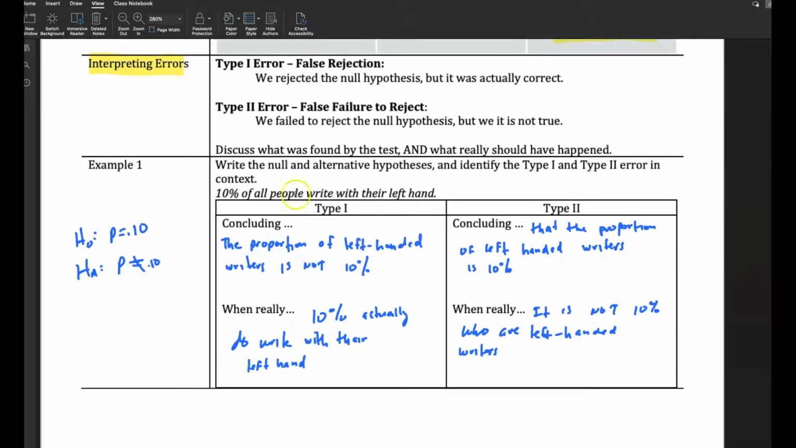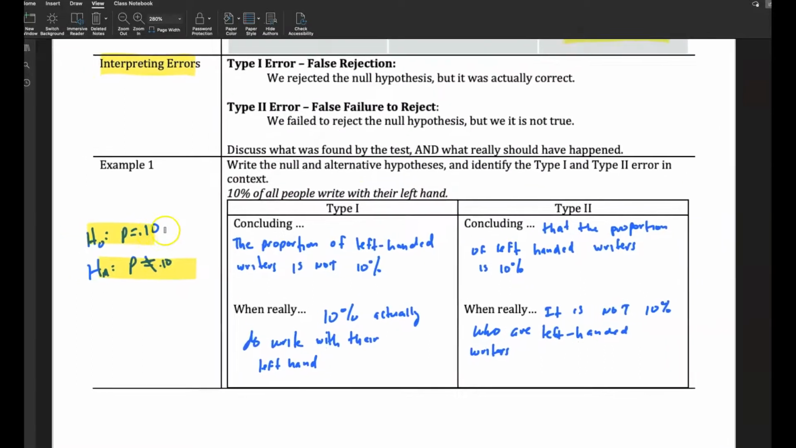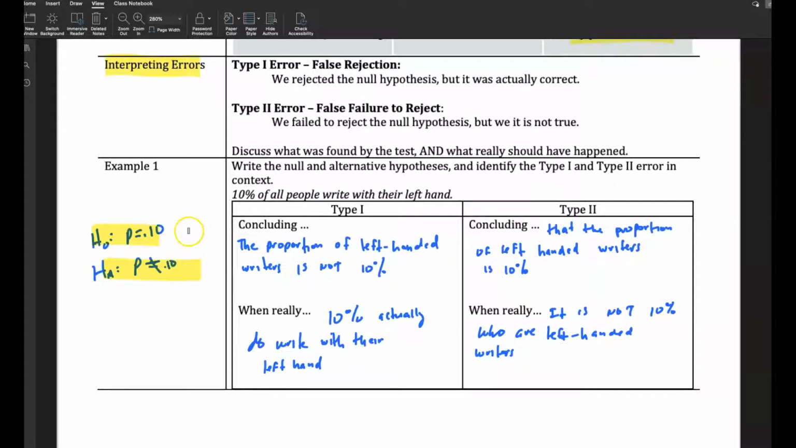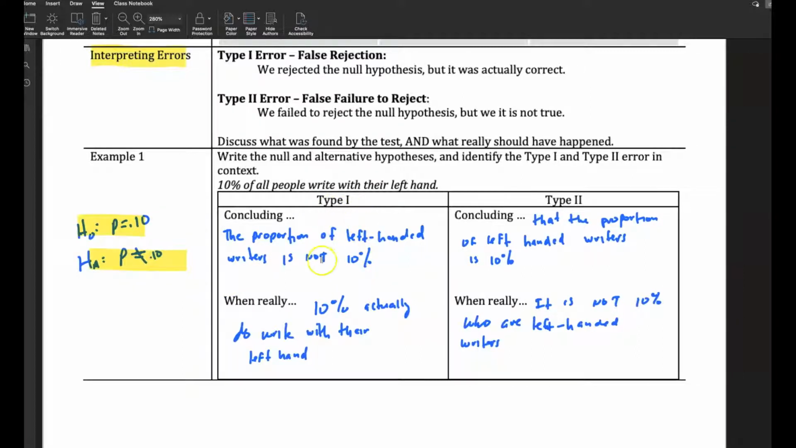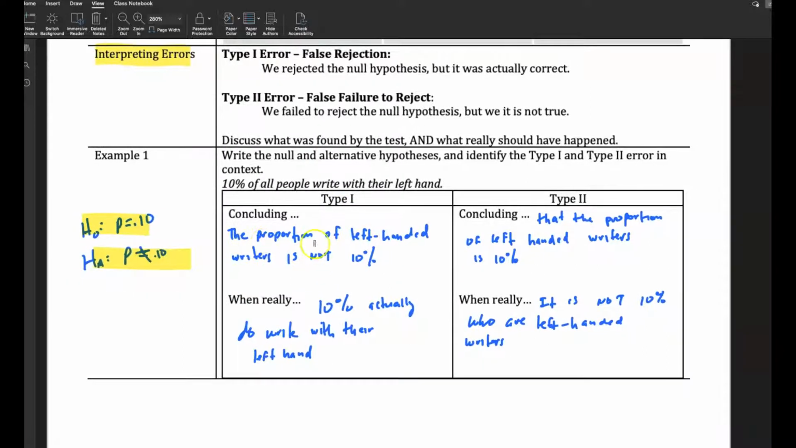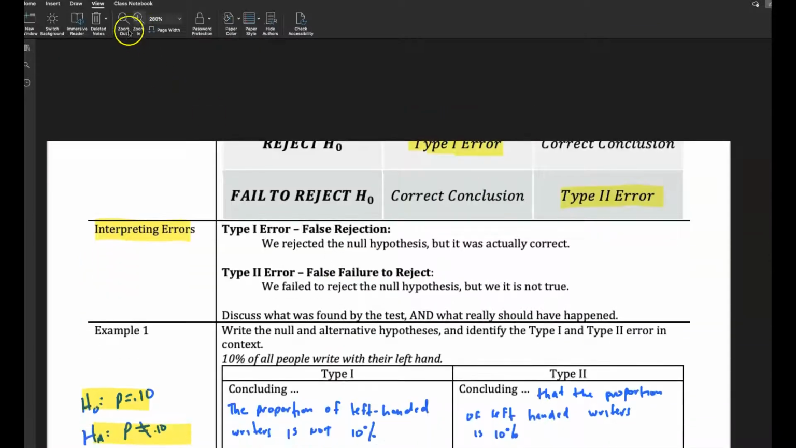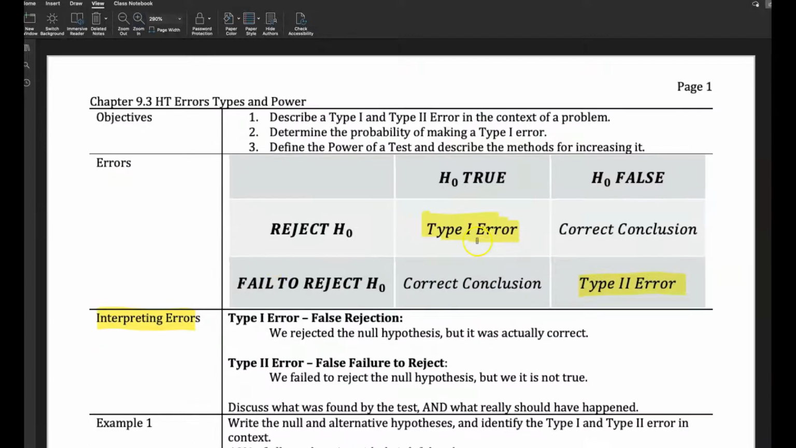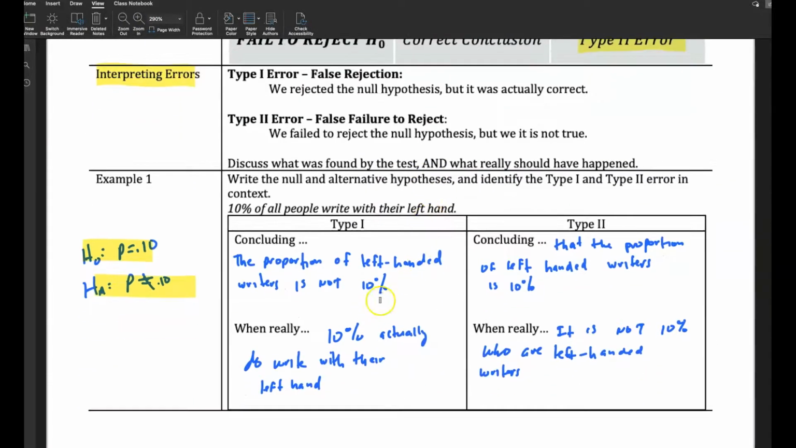10% of all people write with their left hand, and here are the hypotheses that would go with that. The null hypothesis is that the proportion is 10%. The alternative is that it's not equal to 10%. A Type 1 error is us concluding that the proportion of left-handed writers is not 10% when it actually is 10%. A Type 1 error occurs when we reject the null hypothesis, reject when it's actually true. You're going to have to read that and think about that.